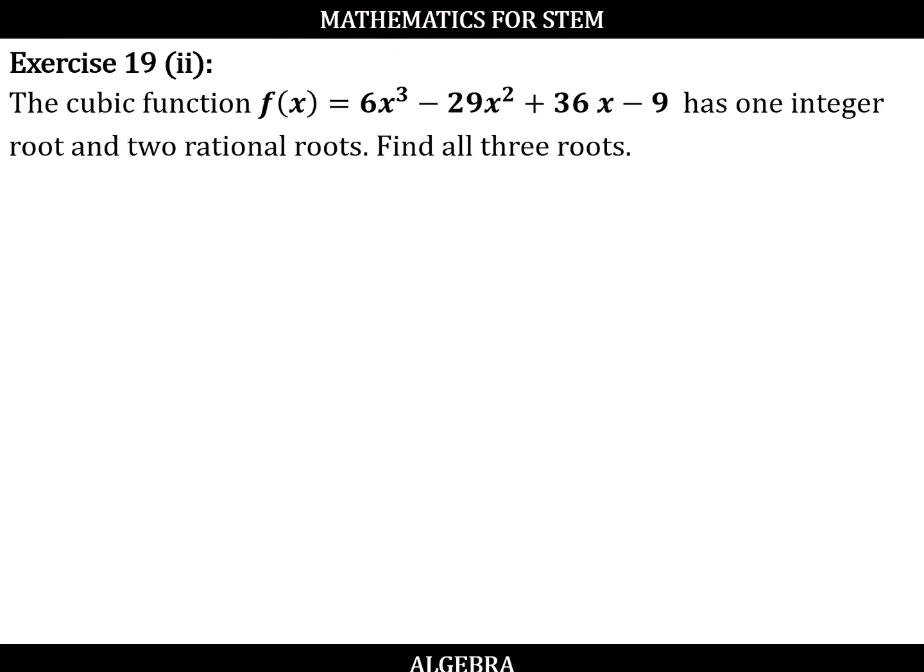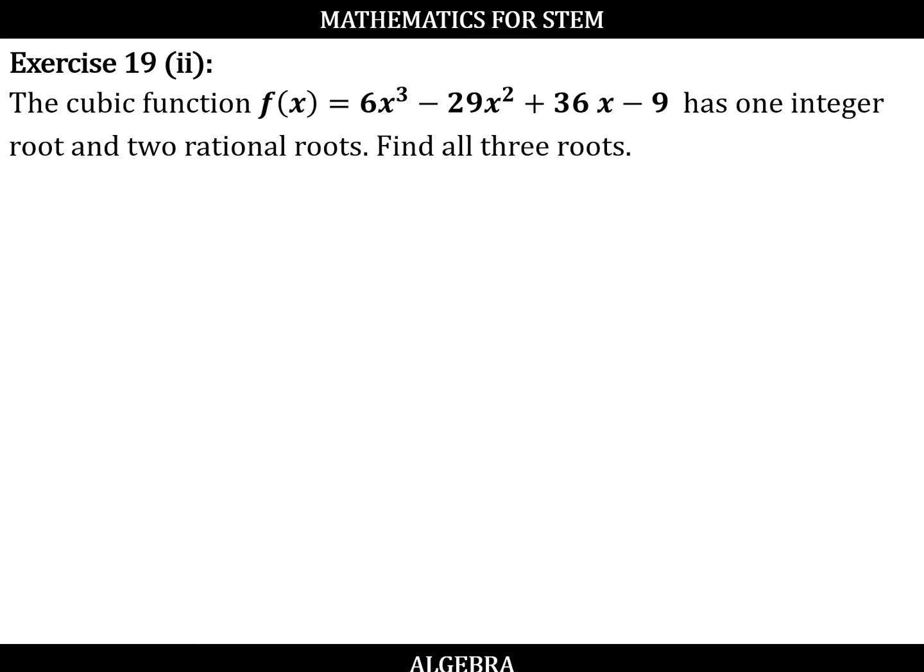Okay, so exercise 19 part 2. The cubic function f of x equals 6x cubed minus 29x squared plus 36x minus 9 has one integer root and two rational roots. Rational means they're fractions. Integer means positive or negative whole number. We have to find all three roots.